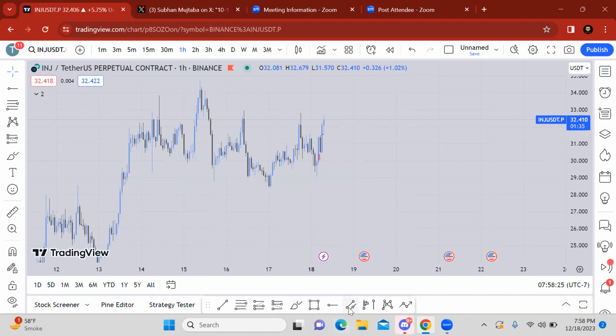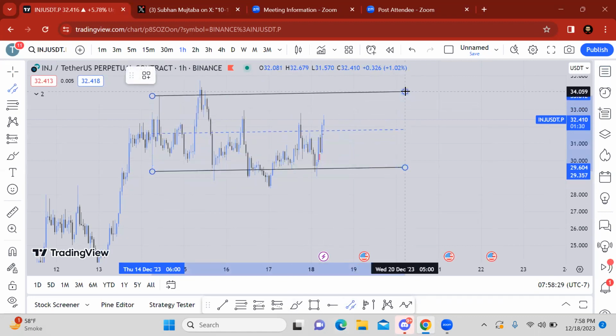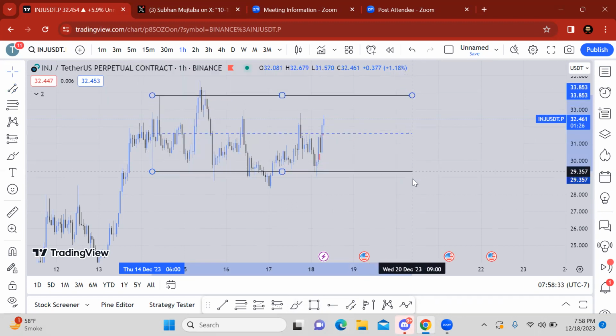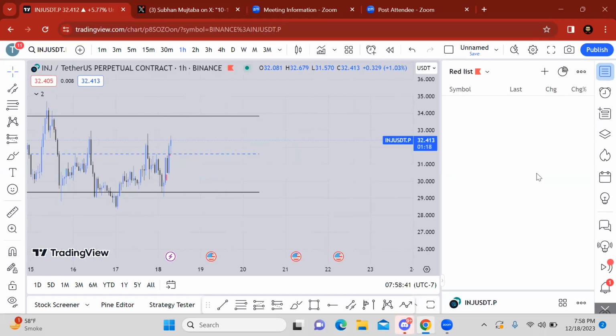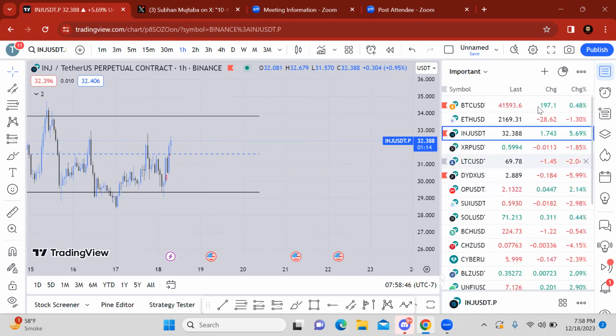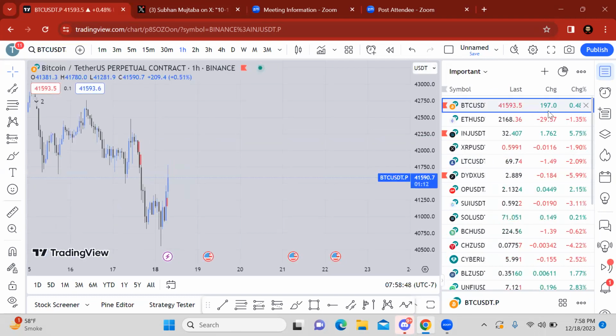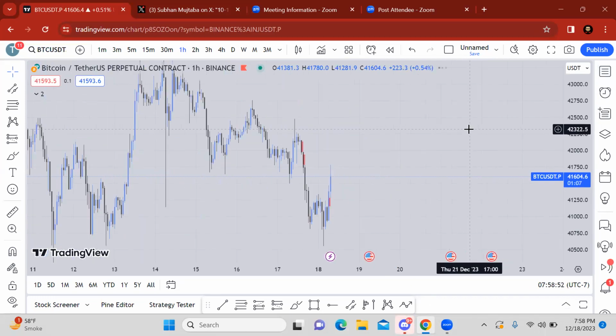That was a range. Price goes straight, testing, and this is the target. So yes, I'm in it. Let's see how Bitcoin will behave. Other than that, if you have any query, you can ask me on Twitter or in Discord. If you are a member of Discord, you can connect with me there as well.